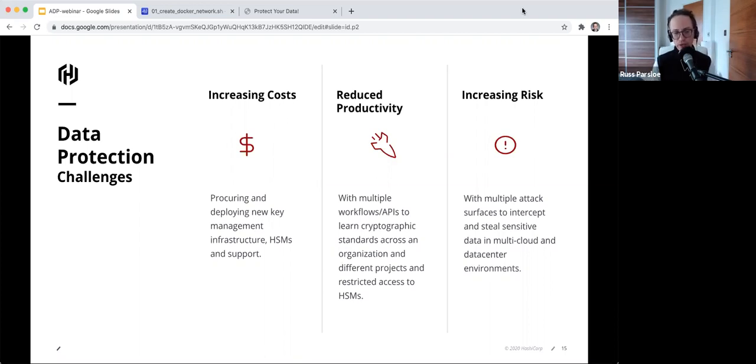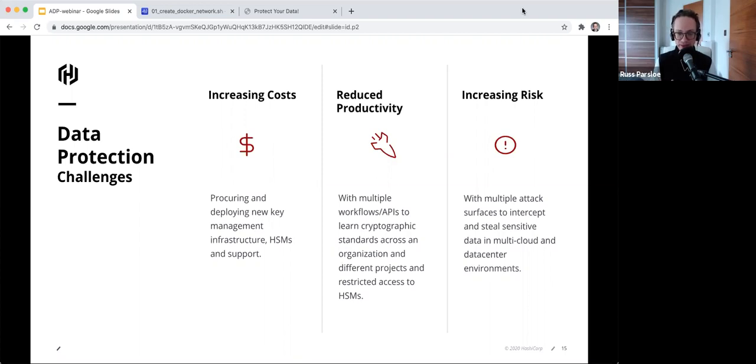Also, what tends to happen is there are 10, 12, 15 different systems and different workflows that people actually need to use and leverage. So it becomes challenging for people to learn those workflows, learn the APIs, because it's going to be different for different projects, different teams, different technologies. And HSMs, as we keep talking about, often the access to those is quite restricted. And also just the risk is increased.